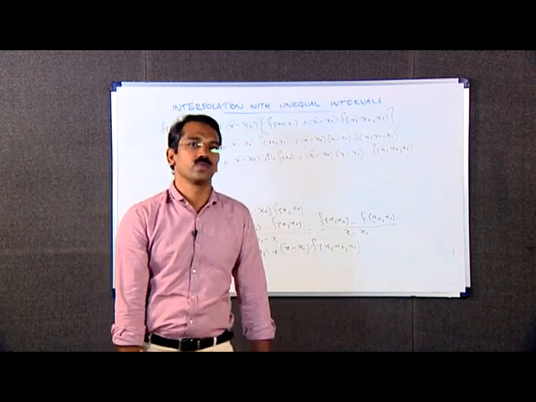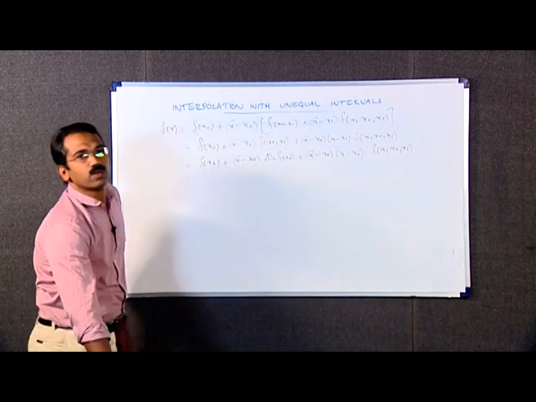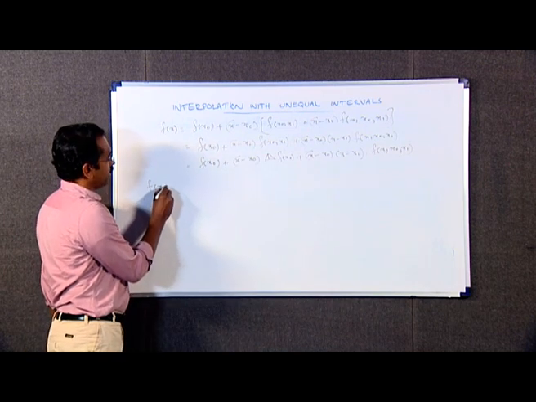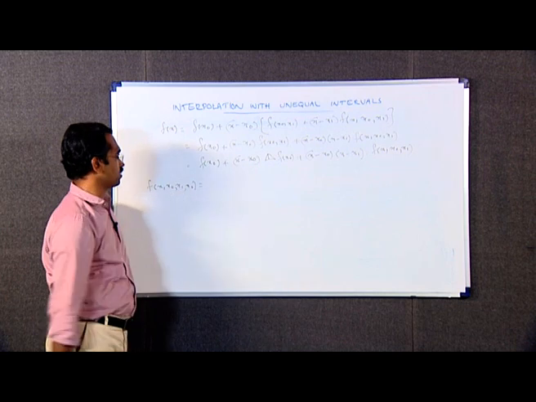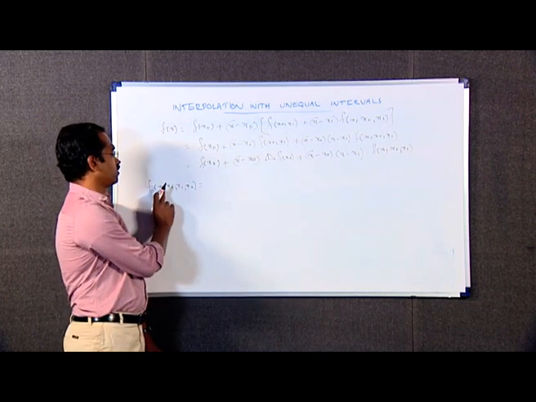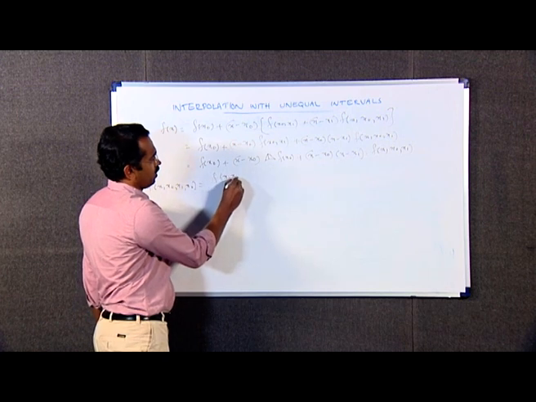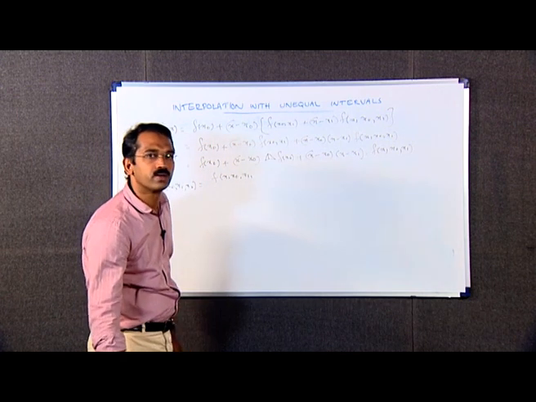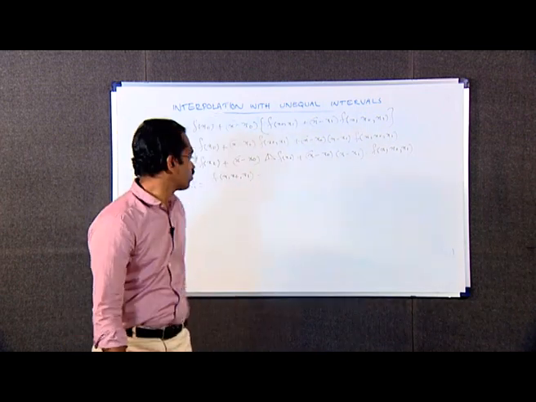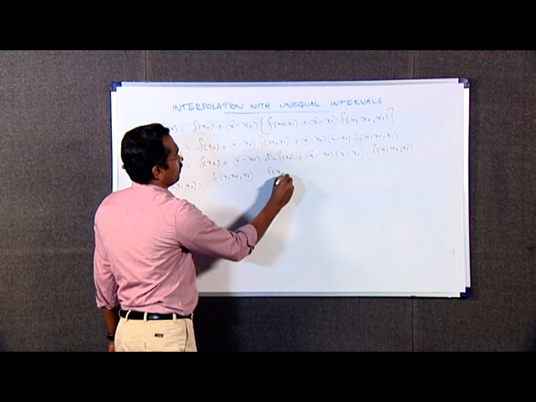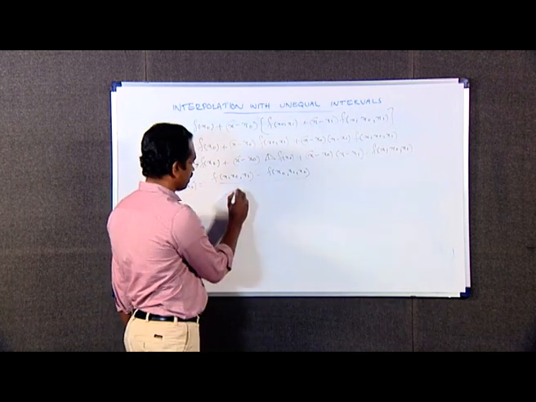Now, by the definition of divided differences, we have f(x, x0, x1, x2), that is the divided difference corresponding to these 4 arguments, is equal to f(x, x0, x1) minus f(x0, x1, x2), all divided by x minus x2.